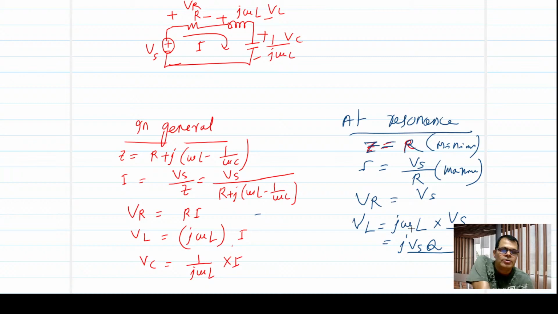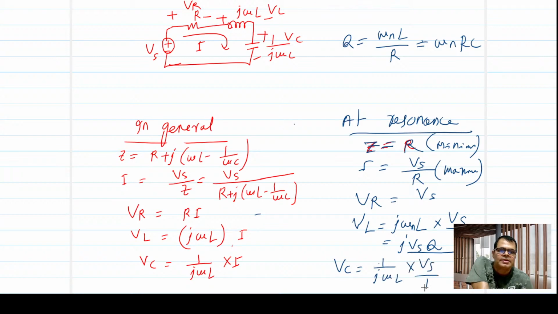So I'll write the omega n here, at resonance frequency, so omega n. So Vs upon R, where Q is omega n L upon R, or the same as omega n RC. Later on we'll see how it is defined. Vc is equal to 1 upon j omega C into Vs upon R. Oh, sorry, that is 1 upon omega RC, which is minus j Vs Q.